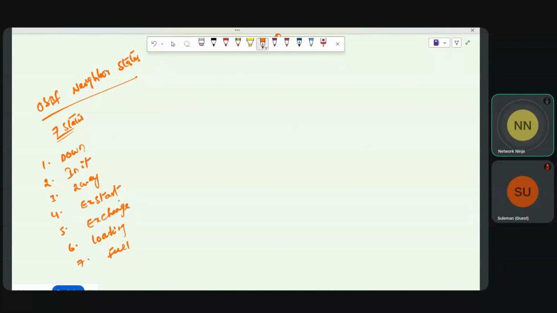Okay, between two routers, if you have two routers, router 1 and router 2. Consider here we have 172.16.1.1 and here we have 172.16.1.2, right? So we have two different routers. When we configure OSPF here and here, both the routers are in OSPF, right? So the very first state is down. So both the routers are in a down state.